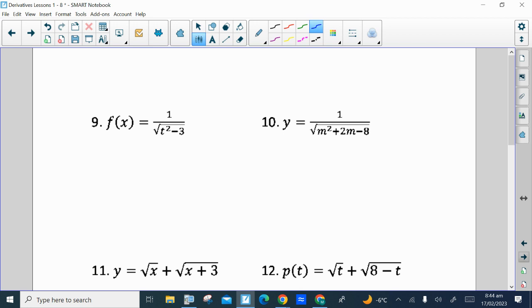Now for number 9, we're back to a radical, but there's two things we have to look at. In this case, t squared minus 3 has to be positive, but it also cannot be 0, because if t squared minus 3 equals 0, then you've got a denominator of 0. So in this case here, we would say that t squared minus 3 has to be greater than 0, not equal to.